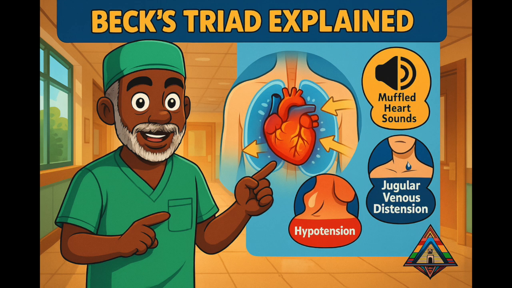When these three findings are present together, hypotension, distended neck veins, and muffled heart sounds, the diagnosis of cardiac tamponade becomes highly likely. However, it is important to remember that not every patient presents with all three elements, especially in trauma or postoperative settings. Beck's Triad, therefore, serves as a powerful clinical signal. It signals us to act quickly, initiate appropriate resuscitation, and prepare for urgent pericardial drainage. Recognizing these signs at the bedside can be the pivotal moment that prevents cardiac arrest and saves a patient's life.